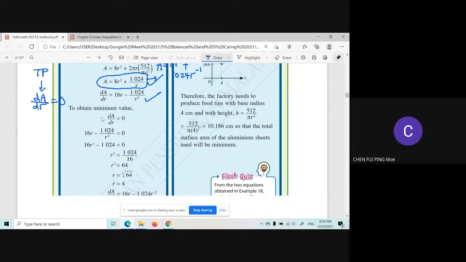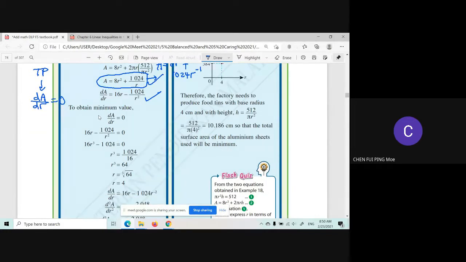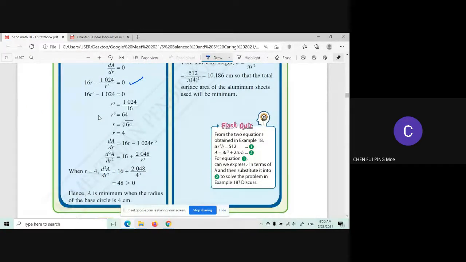So to obtain the minimum value, this one must be equal to 0, like this. So next step, you just do like usual. So over r squared, so multiply r squared for each of the terms. So I have 16 r cubed. This one, r squared cancels out. So remaining like this. How to find the r? So this one needs to bring to the right hand side and then divide by 16. Get this, and then finally you get r cubed is 64. Key in calculator, getting r is 4.